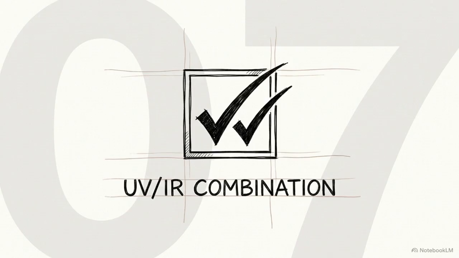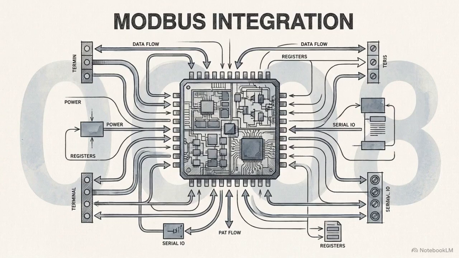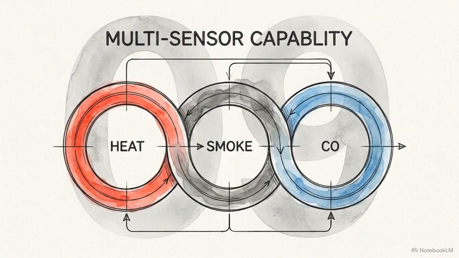7. Why use a UV-IR combined detector? It requires confirmation from both sensors to reject false signals. 8. What does a Modbus card do? It translates fire panel logic into building management system commands. 9. What defines a multi-sensor? A detector that monitors more than one physical or chemical phenomenon, like heat and CO.